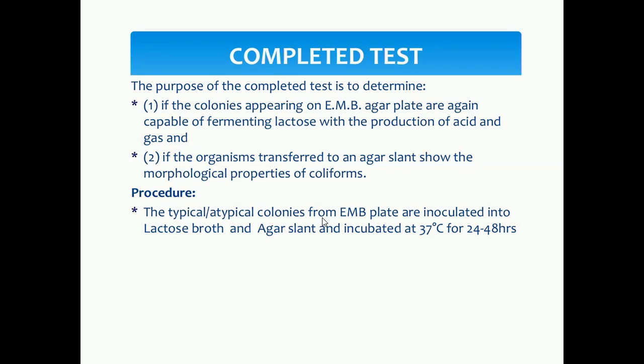Next one, complete test. The purpose of the complete test is to determine if the colonies appearing on the EMB agar plate are again capable of fermenting lactose with the production of acid and gas, and if the organism transferred to an agar slant shows the morphological properties of coliforms. Procedure: the typical or atypical colonies from the EMB plate are inoculated on lactose broth and agar slants and incubated at 37 degrees for 24 to 48 hours.